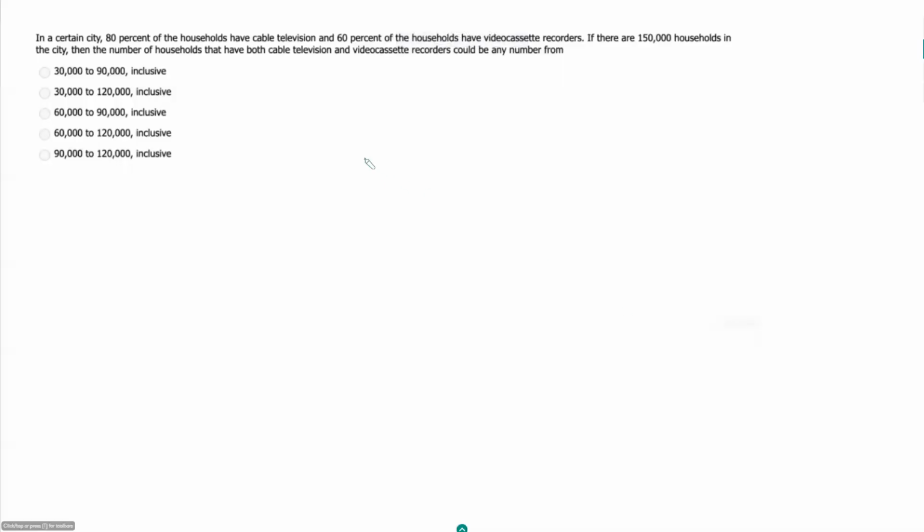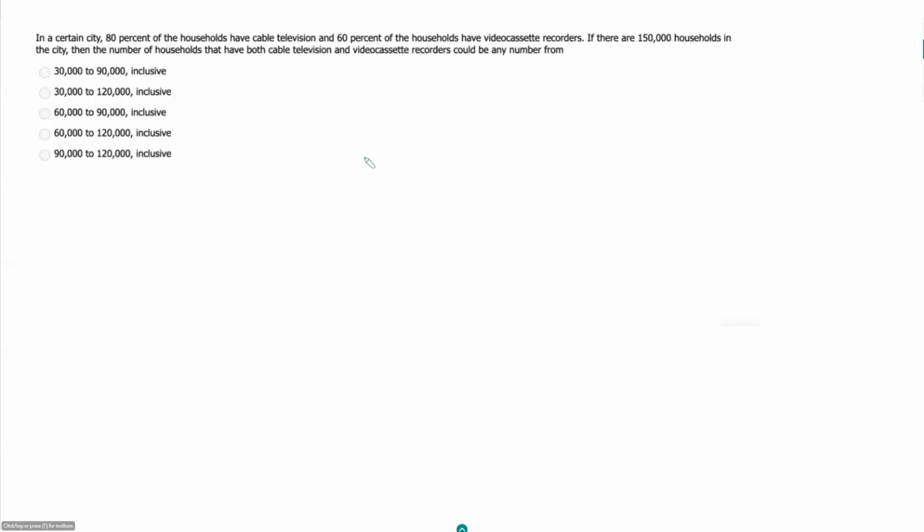In a certain city, 80% of the households have cable television and 60% of the households have video cassette recorders. If there are 150,000 households in the city, then the number of households that have both cable TV and video cassette recorders could be any number from... So this certainly sounds like an overlapping set question.